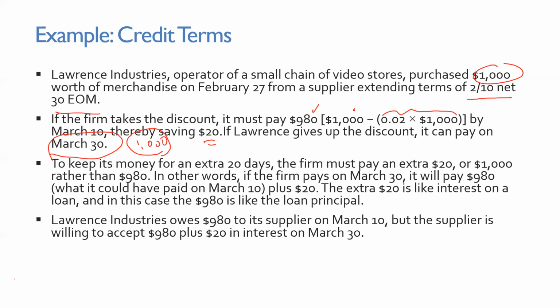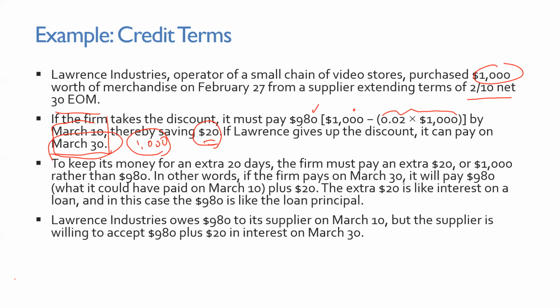Okay, so obviously there's a trade-off here. Okay, what is the trade-off? The discount of $20, and the time between March 10 and March 30. Your cash could earn money between March 10 and March 30, and that opportunity to invest your cash might be more than 2%, right? And so therefore, that's the decision that you need to analyze.